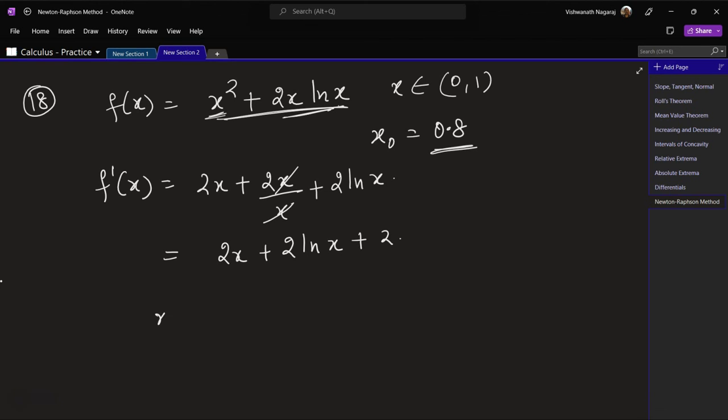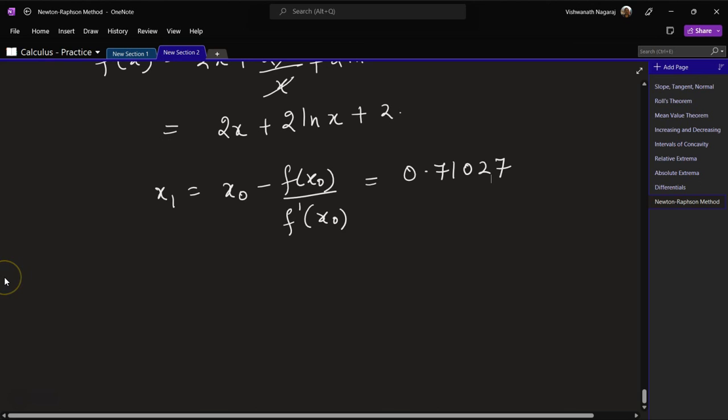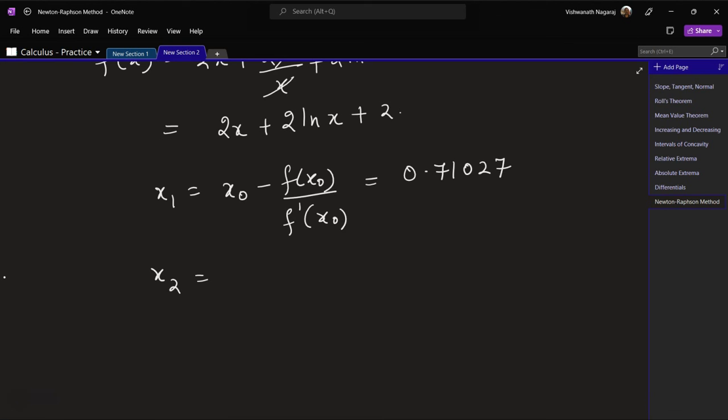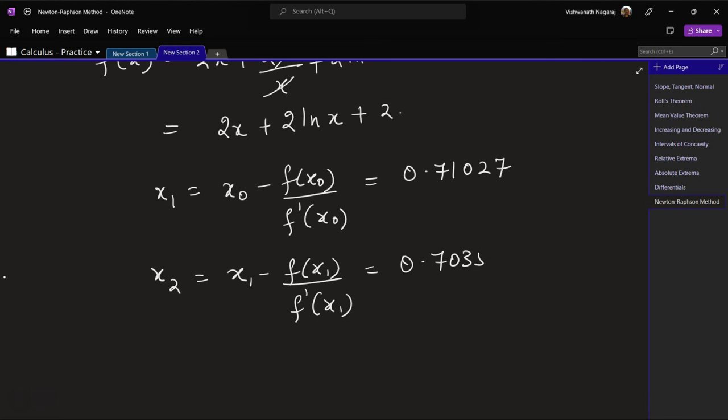Okay, x1 will be x naught minus f of x naught by f prime of x naught. This will give us 0.71027. Let's take one more iteration. X2 is equal to x1 minus f of x1 by f prime of x1. This will give us 0.70351.